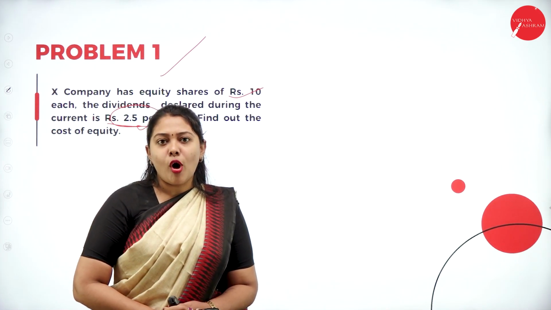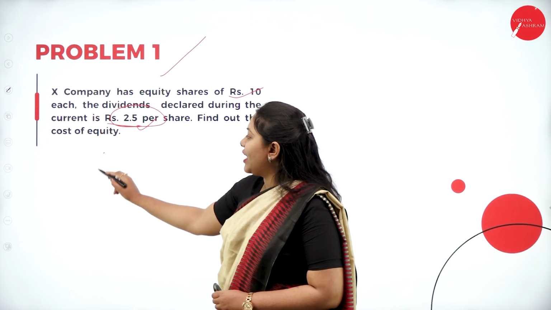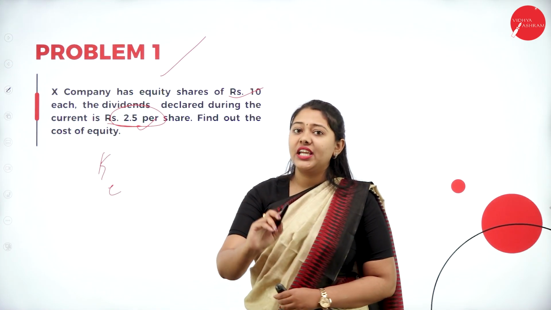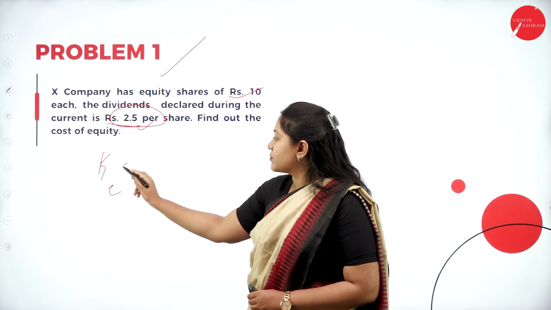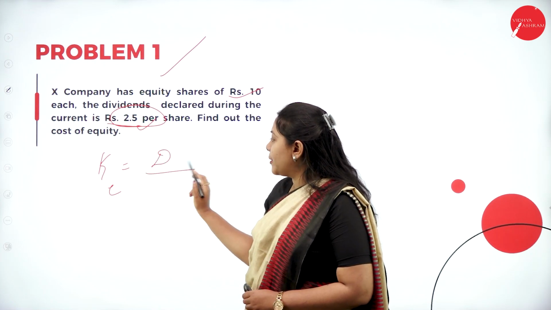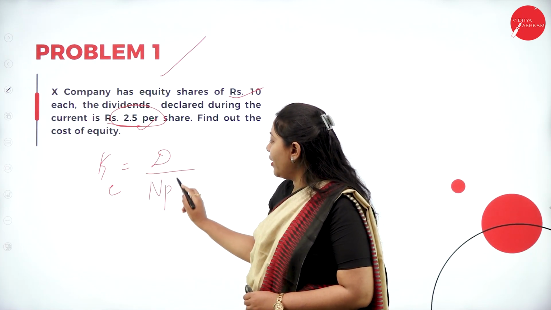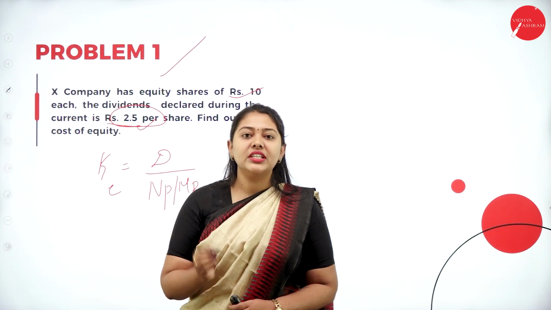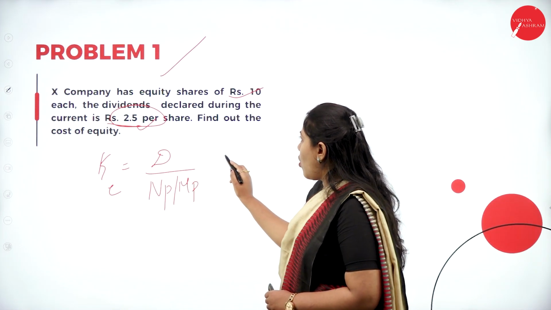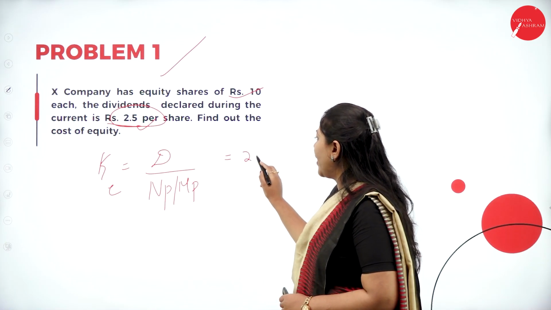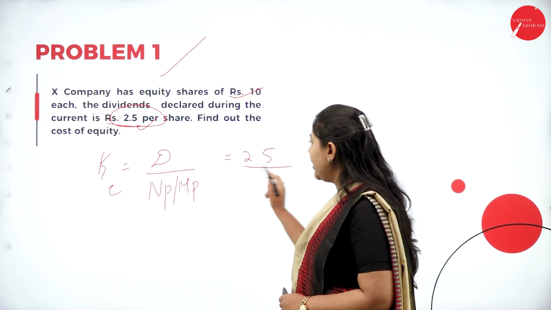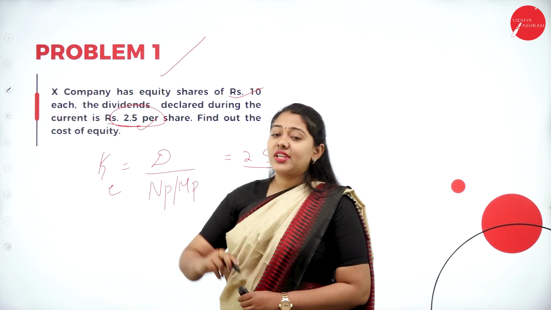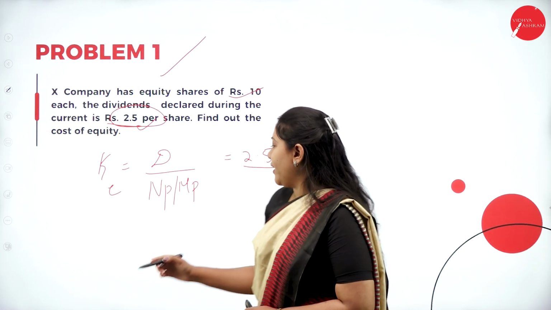So, what will be the formula, my dear students? The formula will be cost of equity is equal to dividend divided by net proceeds or market price. Market price is not given, so we are considering only the net proceeds. What is the dividend? 2.5 is the dividend, divided by the net proceeds, which is 10 rupees.